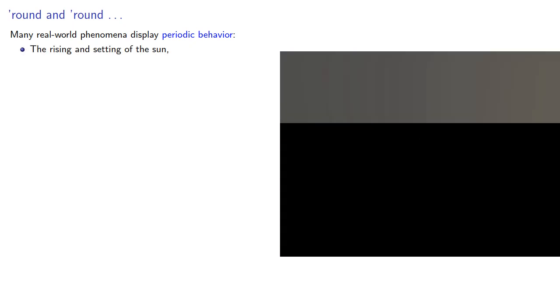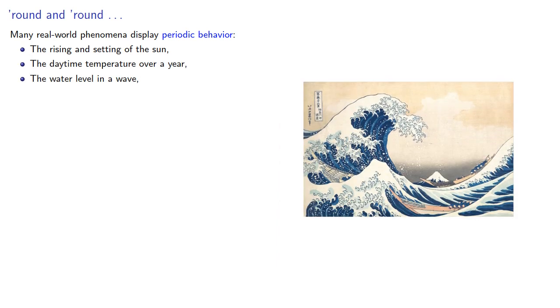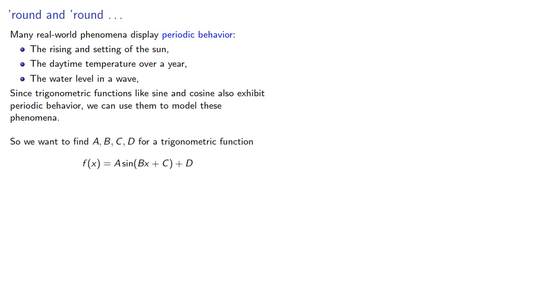Many real-world phenomena display periodic behavior. The rising and setting of the sun, the daytime temperatures over a year, the water level in a wave. Since trigonometric functions like sine and cosine also exhibit periodic behavior, we can use them to model these phenomena. So we want to find A, B, C, and D for a trigonometric function of the form.